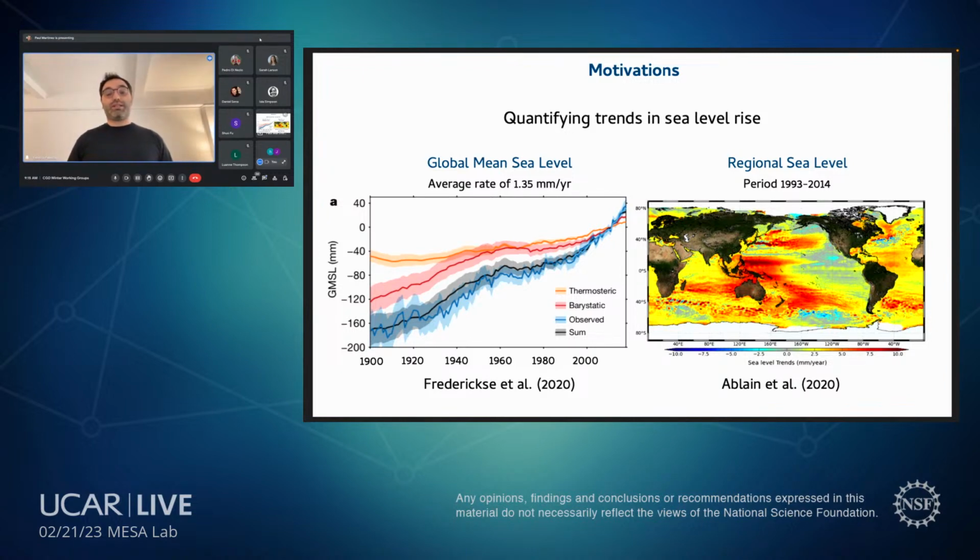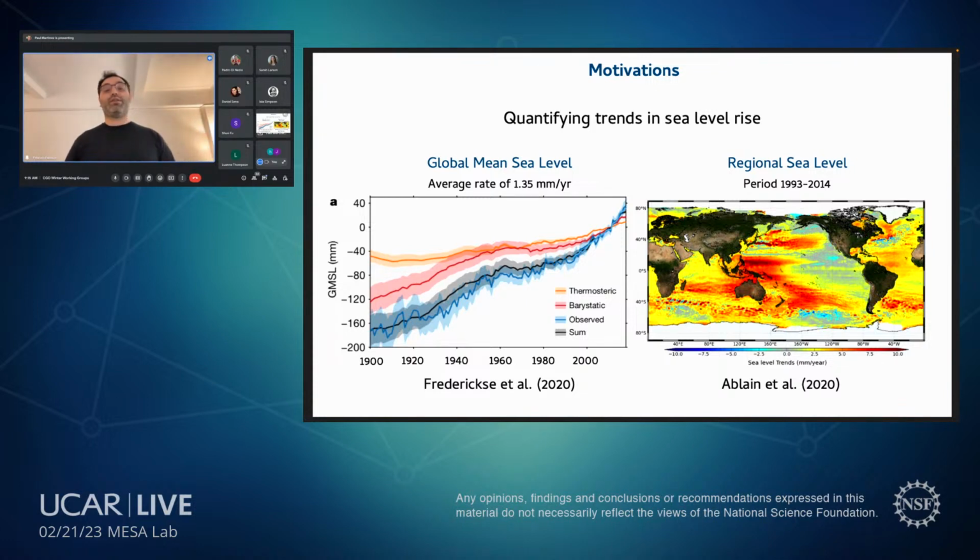It is well known nowadays the global mean sea level has been rising. On the left panel, you see a figure from the paper of Frederick et al. in 2020, where we see an increasing global mean sea level from 1900 to 2020. And I would like you to focus on the blue curve showing changes in the observed reconstructed sea level. And it's clearly going up, and there is in the last decades an acceleration. And it's going up with an average rate, the slope, of 1.35 millimeter per year.